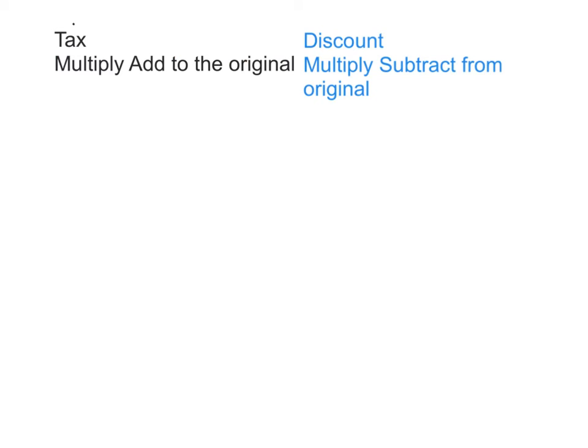The last thing we're going to look at in terms of percent problems are tax and discount. And this is something that you actually use quite a bit. If you're going out to eat anywhere and you're figuring out your bill, if you're going to the store and something's on sale, you're going to be using these quite a bit. So let's go ahead and take a look at an example of each.